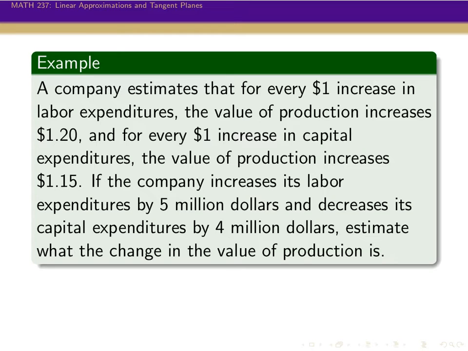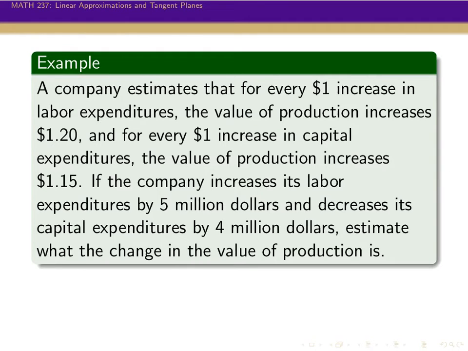So let's start with an actual sort of applied problem. We have a company, and it estimates that for every $1 increase in its labor expenditures, the value of production increases by $1.20. And for every $1 increase in capital expenditures, the value of production increases by $1.15. If the company increases its labor expenditures by $5 million and decreases its capital expenditures by $4 million, estimate what the total change in the value of production is.